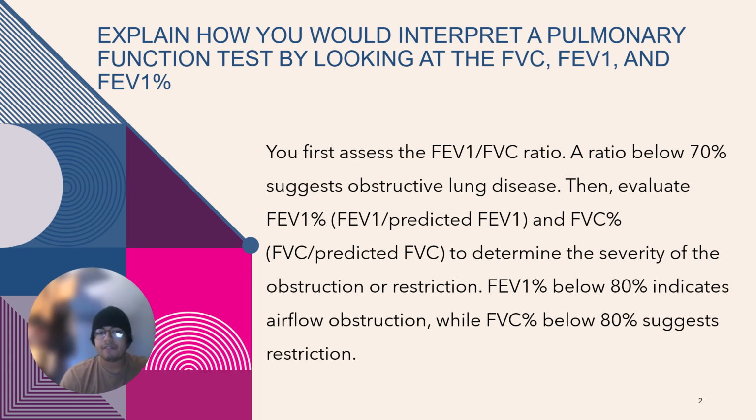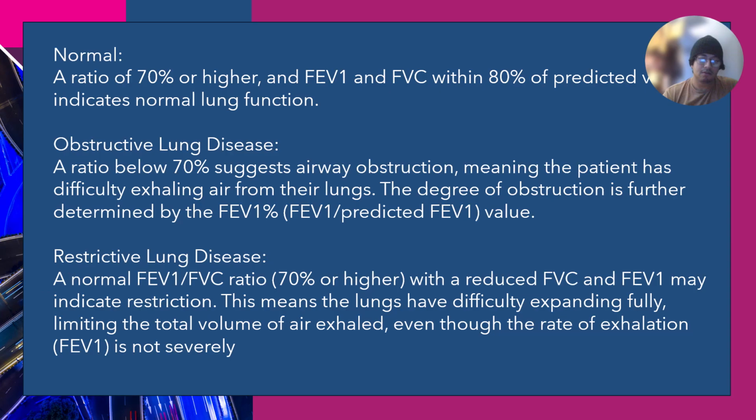Then evaluate FEV1% and FVC% to determine the severity of the obstruction or restriction. FEV1% below 80% indicates airflow obstruction, while FVC% below 80% suggests restriction. That's usually how it goes as well. So what are the normal values in regards to this?